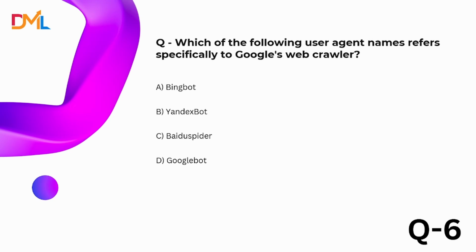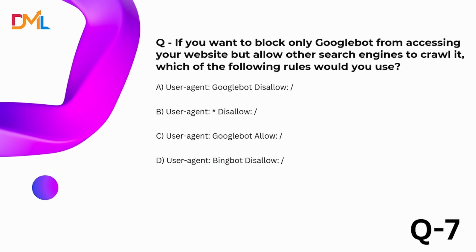Question number six is, which of the following user agent names refers especially to Google's web crawler? Googlebot. Question number seven: if you want to block only Googlebot from accessing your website but allow other search engines to crawl it, which of the following rules would you use? Answer A, User-agent: Googlebot, Disallow.